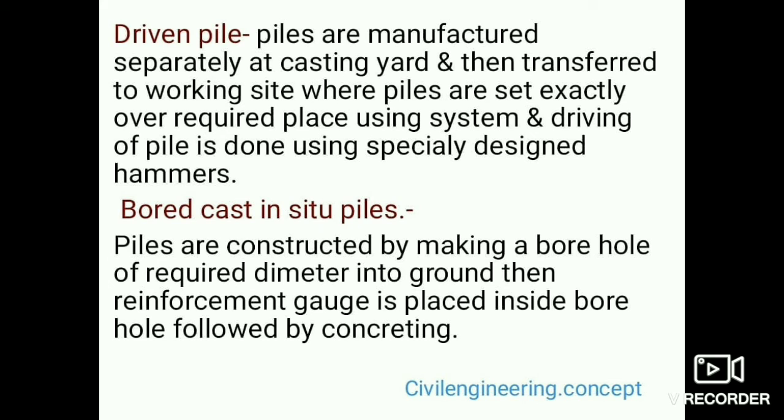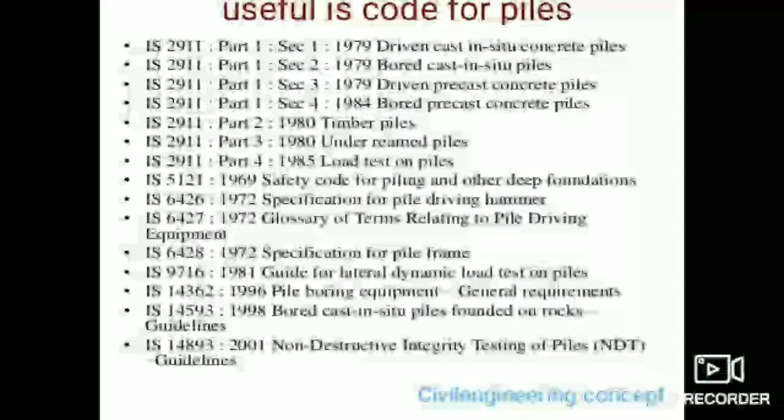Piles are constructed by making a borehole of required diameter into the ground, and then a reinforcement cage is placed inside the borehole, followed by concreting.